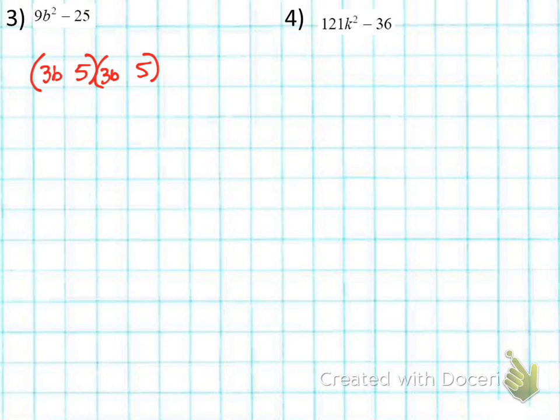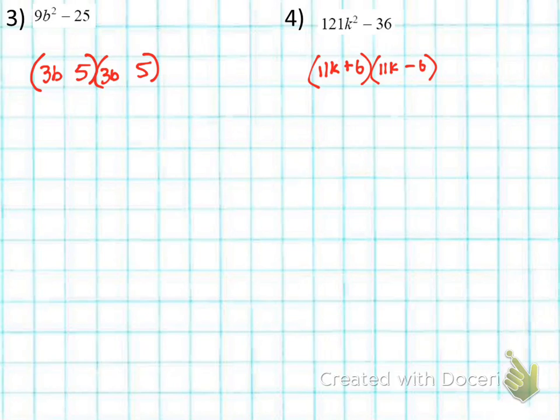Okay, good. So, in case you're not getting it, they're both perfect squares. The square root of the first term is 11k. The square root of the second term is 6. So it's going to be 6 and 11k here, with a plus and a minus sign.